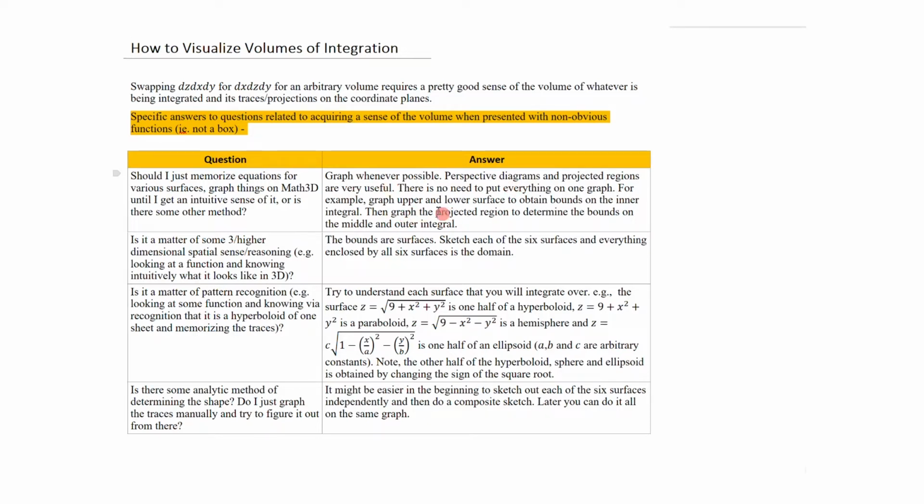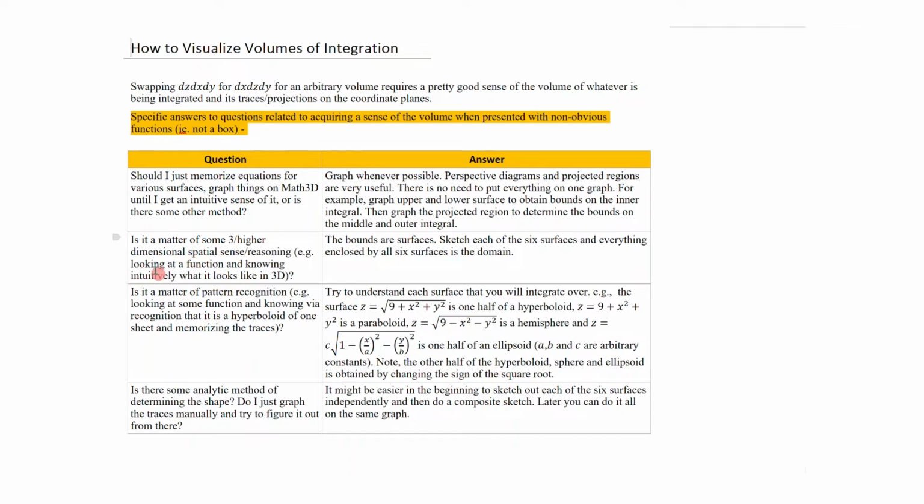There's no need to put everything on one graph. For example, graph the upper and lower surface, obtain bounds on the integral, and then graph the projected region to determine the bounds on the middle and outer integral. So the projection gives you the region over which the integration takes place, which would be the outer integral and the middle integral.